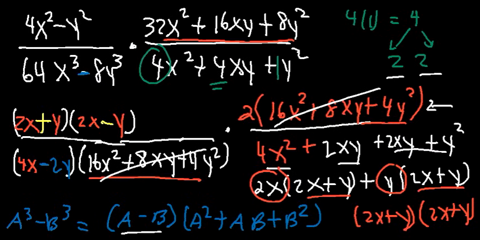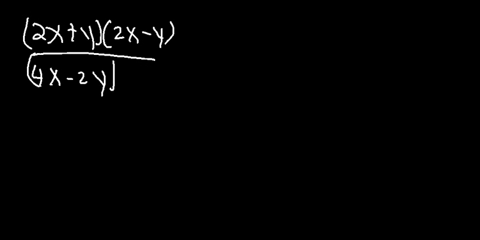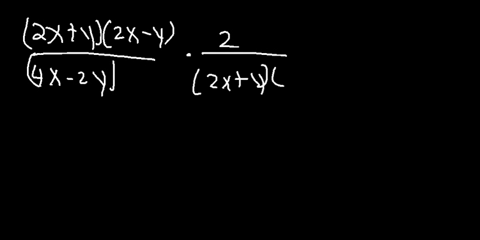So let me take a minute and write down what I have on the board, and then I'll rewrite this expression on the next page. So I'm not going to rewrite the part that was canceled. So after we cancel the 16x squared and all of that stuff, what we have left over is 2x plus y times 2x minus y divided by the 4x minus 2y. And what was attached to it was canceled, times 2 over, we factored this just recently, 2x plus y times 2x plus y. So that's what we have at the moment.